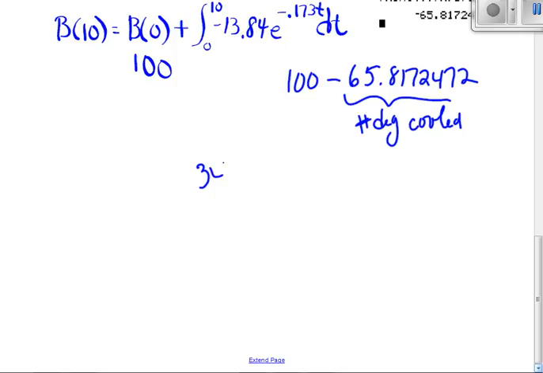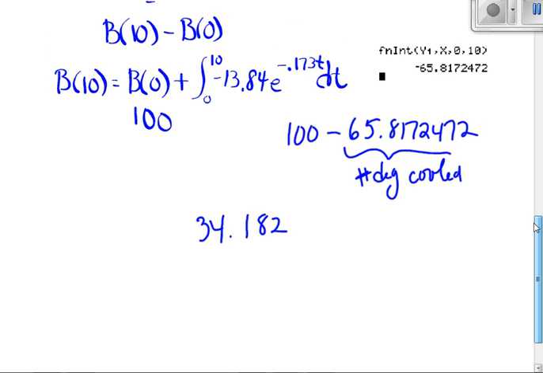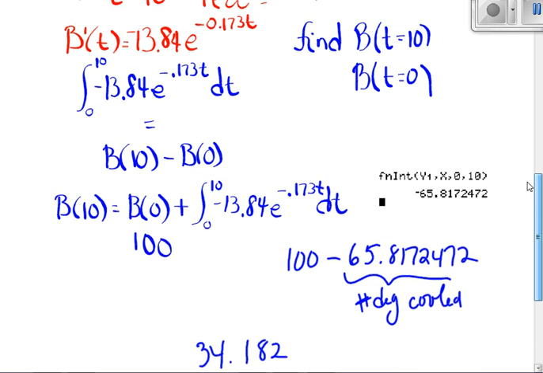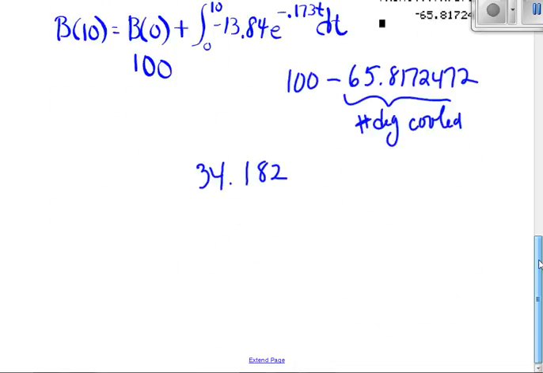34 point what? 182? No, 182. It's good enough. And how much was the tea? The tea was 43. I want to know what the difference in temperature is. How many? I need 3 places. Okay. Must have 3 places.